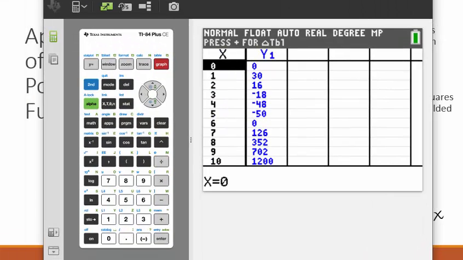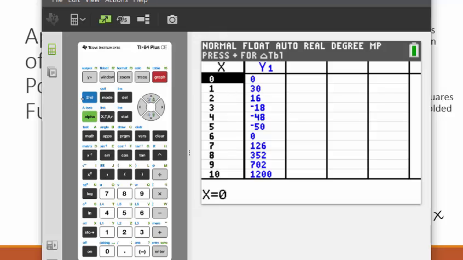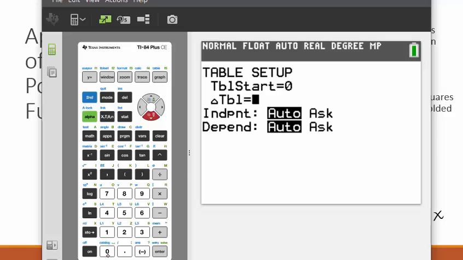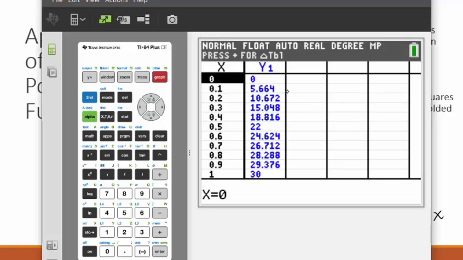So you could investigate a little bit more because you could have fractions or decimals for your dimensions, and so you can adjust your table setup going to second window and just adjust your change in table, which is what x is going to increase by. And so maybe you could do 0.1 or 0.2 and then go back and see what some other volumes could be.